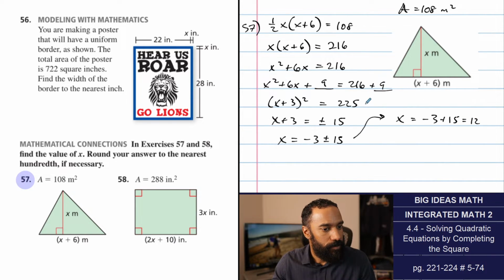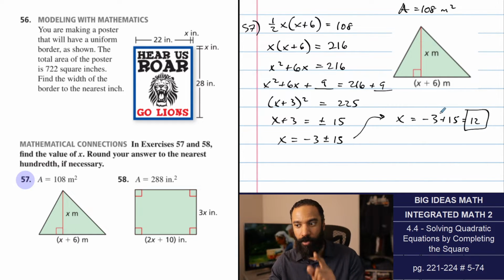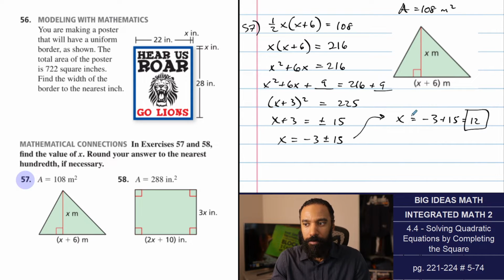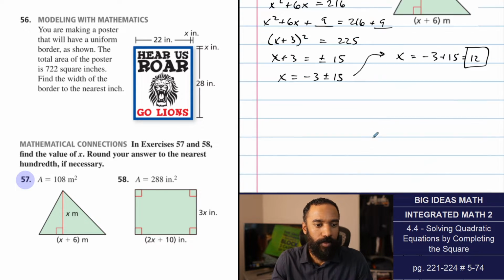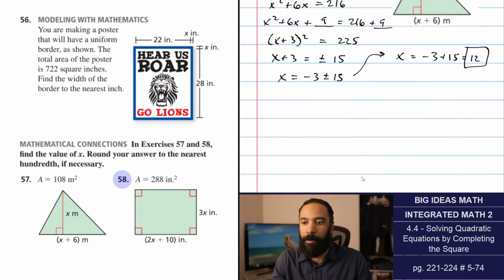What do they want? Find the value of x. X is 12. Remember, we are not going to use the negative answer for this physical property here. Okay, number 58. Don't make me repeat a problem I already did. I want to teach something new to you guys. Number 58.